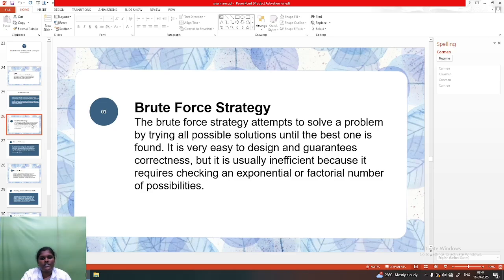Brute force attempts to solve problems by trying all possible solutions until the best one is found. It is very easy to design and its correctness is easy to verify, but it is inefficient, with exponential or factorial numbers of possibilities.